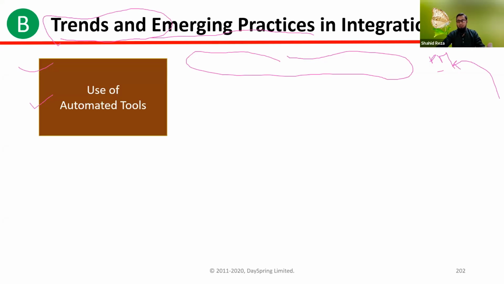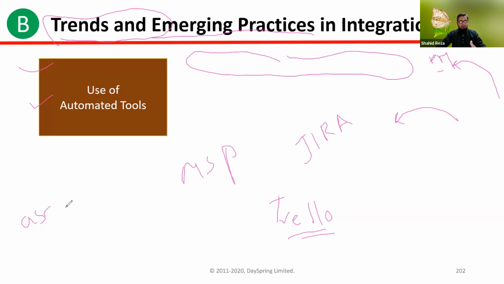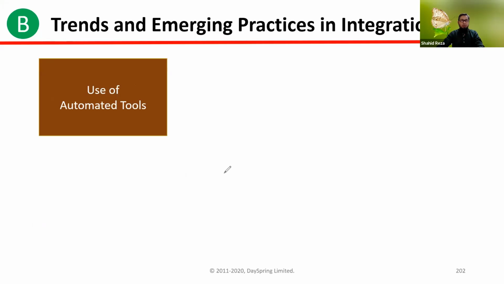If your organization is using any tools, for example Microsoft Project, MSP, or Jira, another popular project management software used in IT organizations. Then you can use Trello, another open source project management software, and another popular one is Asana. If you go to their website, they are cloud-based project management software. If your organization is using software that centrally manages every activity and artifact, all the documents related to project management will be centrally managed by the automated tool. So when you are doing integration management, you have to consider this.